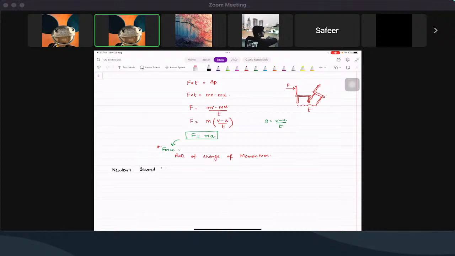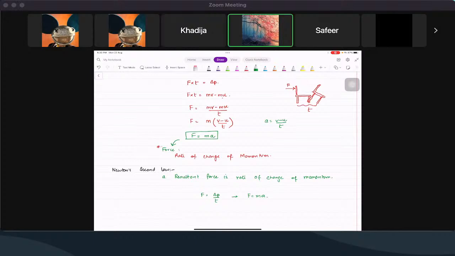So Newton's second law basically defines force, and it tells us that a resultant force is the rate of change of momentum. So this is what Newton's second law is: resultant force is rate of change of momentum, which translates into F equals ma. That's why we learned this formula. Is it clear, everybody? Any questions here? No, sir.